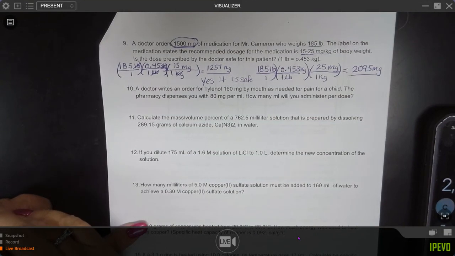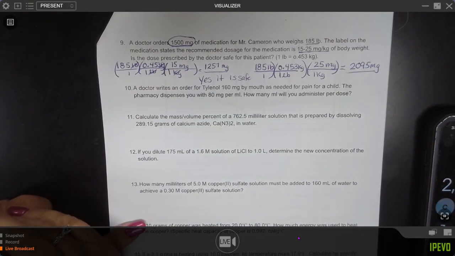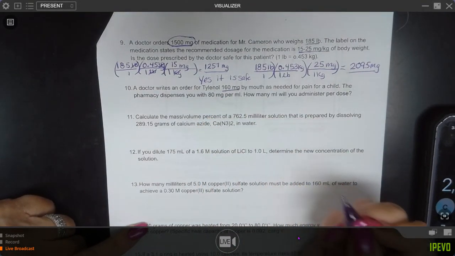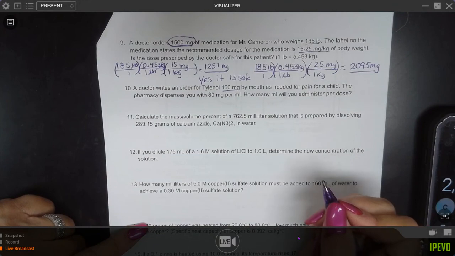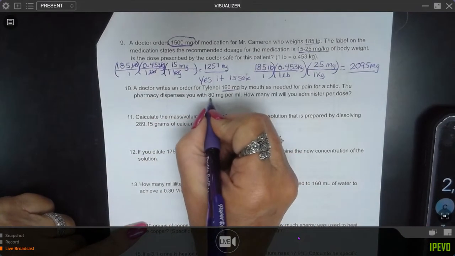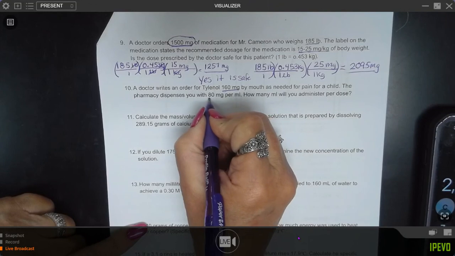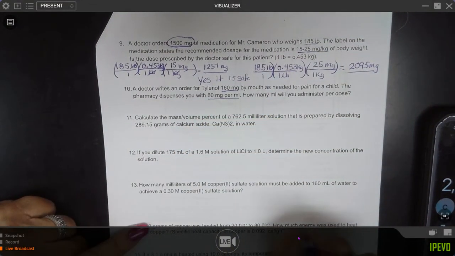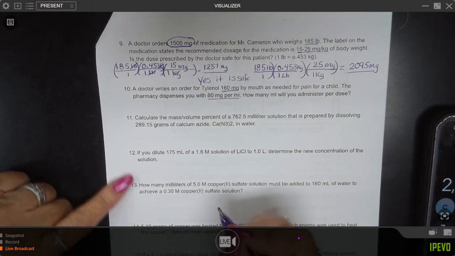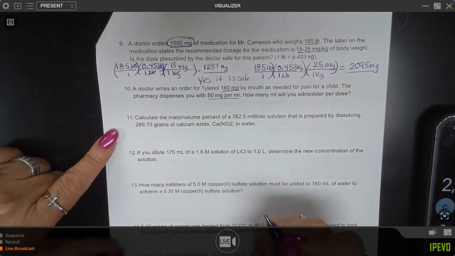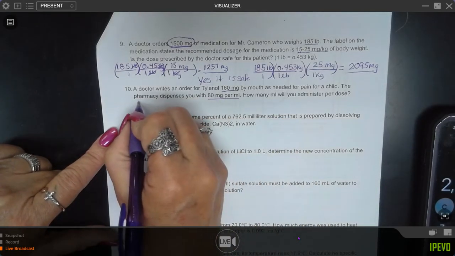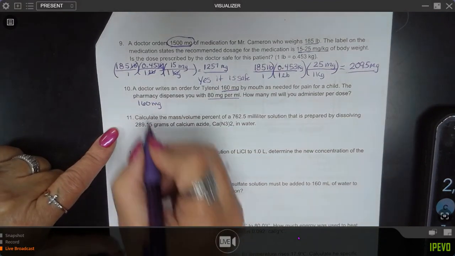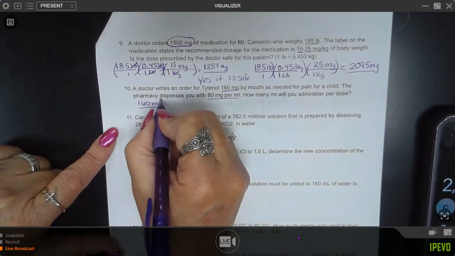All right, a doctor writes an order for Tylenol, 160 milligrams by mouth as needed for a kid who's got pain. The pharmacy gives you a prescription of Tylenol for your little kid of 80 milligrams per milliliter. So the question is, how many milliliters do I have to give the child in order to ease their pain and not poison them? So we're going to start with 160 milligrams. Okay, that's how much they need for their pain.